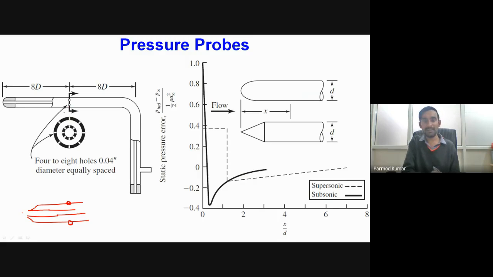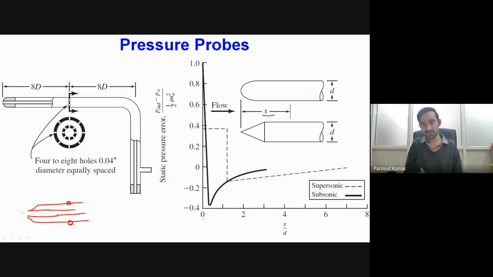Okay, so the value of static pressure is a strong function of the distance at which we are placing these particular holes. Now you can see over here, one is a conical type pitot tube, and another is a blunt edge type pitot tube arrangement. Here x I am considering as the distance from the leading edge, and the ratio of x by d is plotted over here.